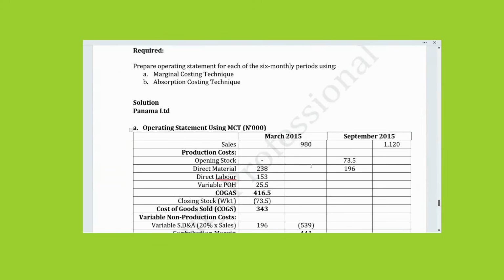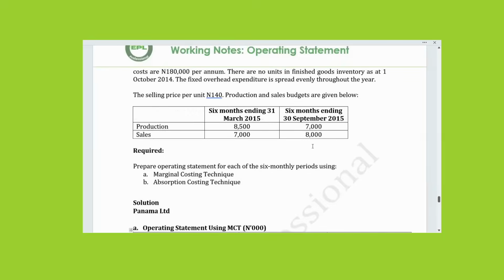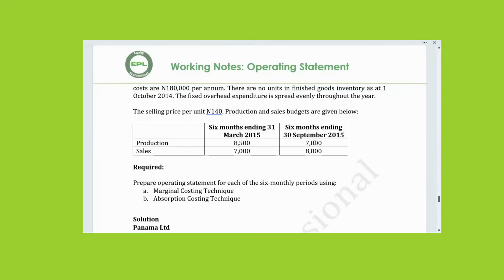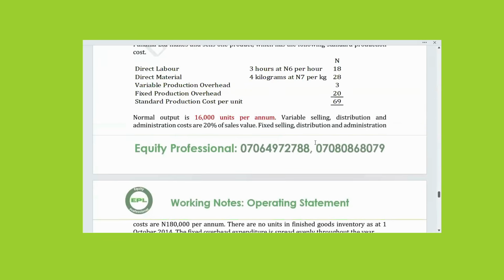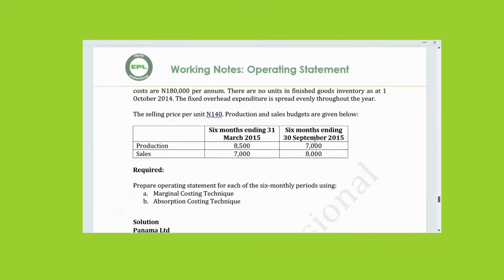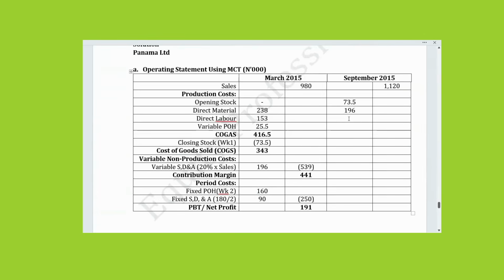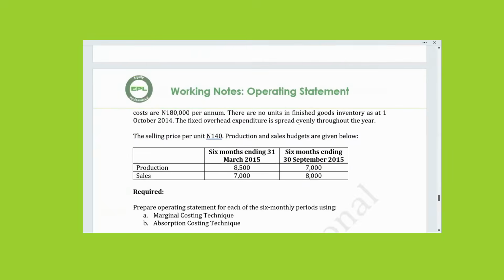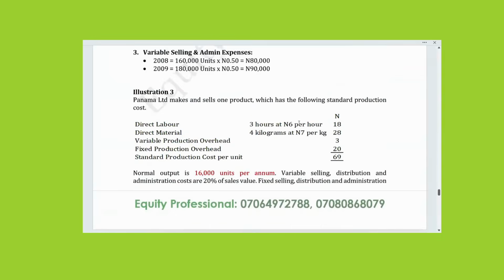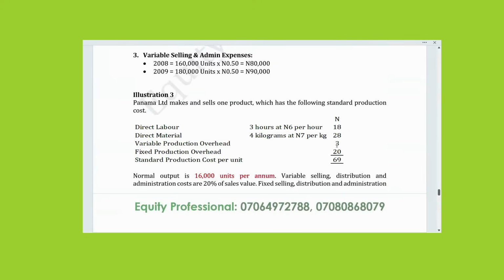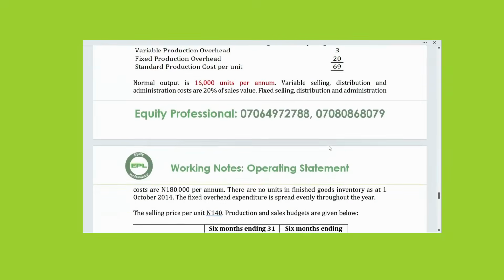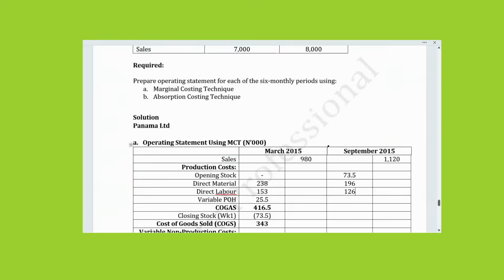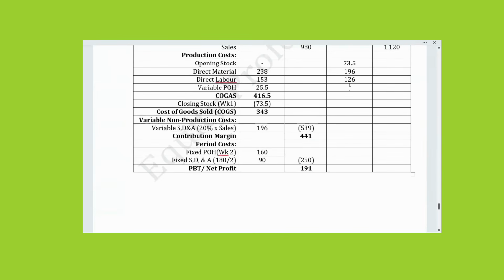196. Direct labor, 7,000 multiplied by 18 naira. 7,000 multiplied by 18, 126. Okay. Then variable production overhead, which is 3 naira. So 3 multiplied by 7,000. What do you get? 21,000.